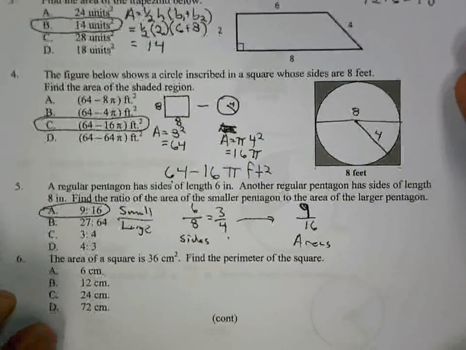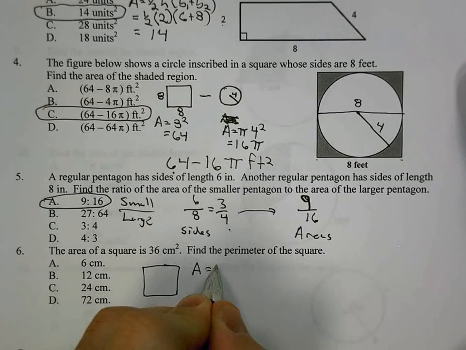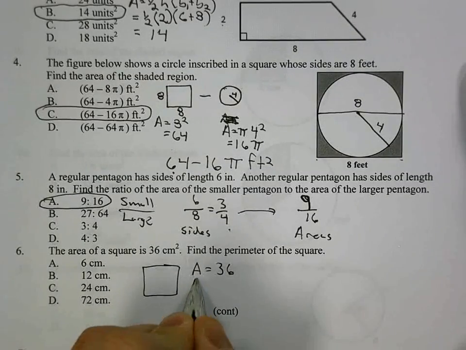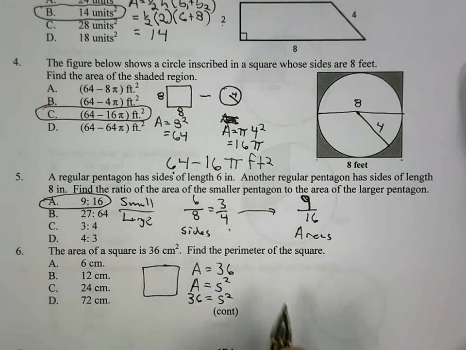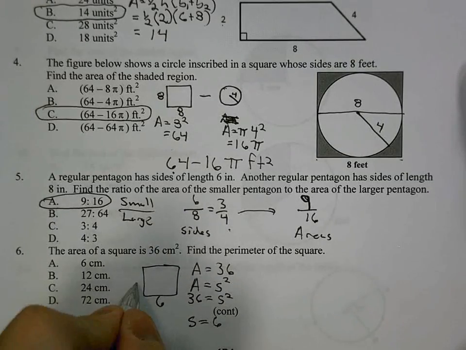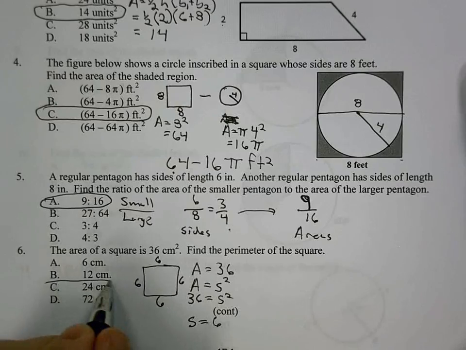For number 6, we have the area of the square is 36 centimeters. So if we have a square where the area is 36, we know the area for a square is side length squared, so 36 equals the side length squared. That tells us the sides are each 6, since 6 times 6 gives us that area, so that means these are all 6. Then to find the perimeter, 6 plus 6 plus 6 plus 6, or 6 times 4 gives us 24.